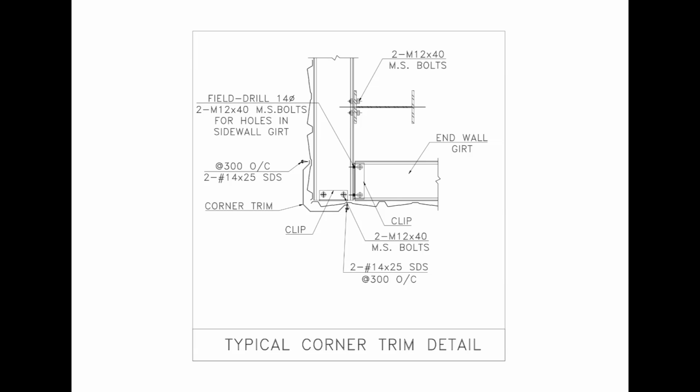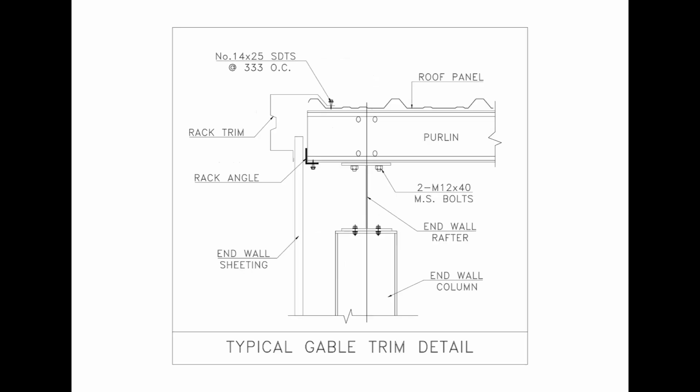In the next part, we will continue with the remaining connection and trim details and understand how these details complete the overall PEB construction system. Now, let us understand the typical gable trim detail provided at the gable end of the PEB structure.